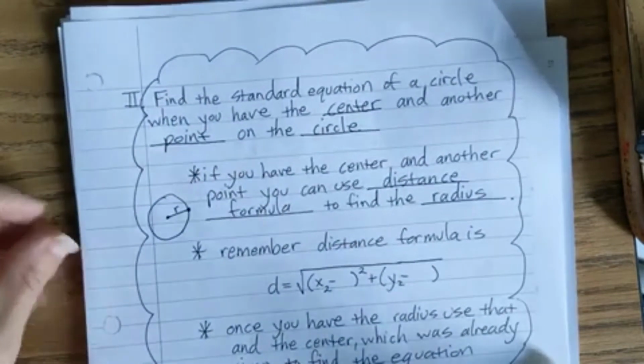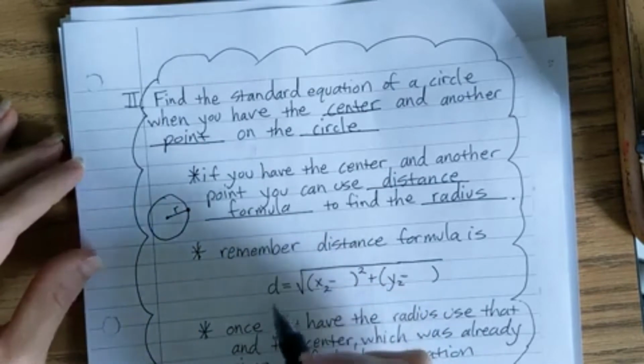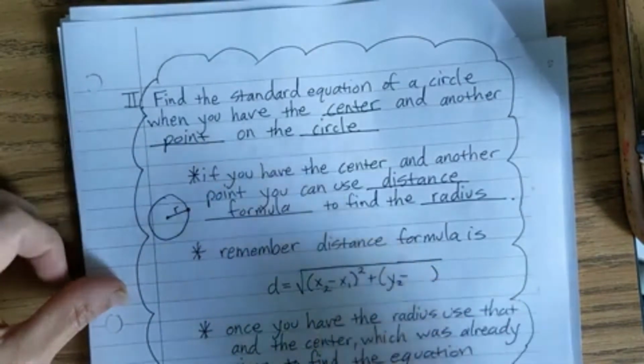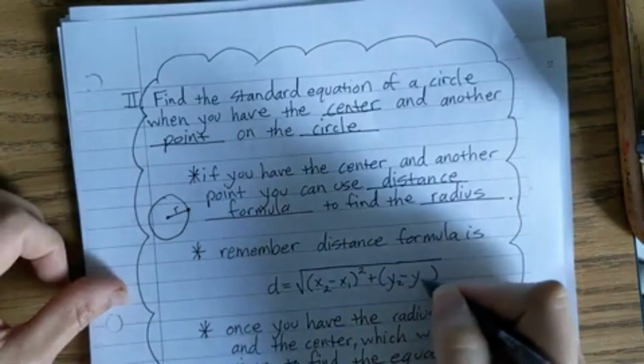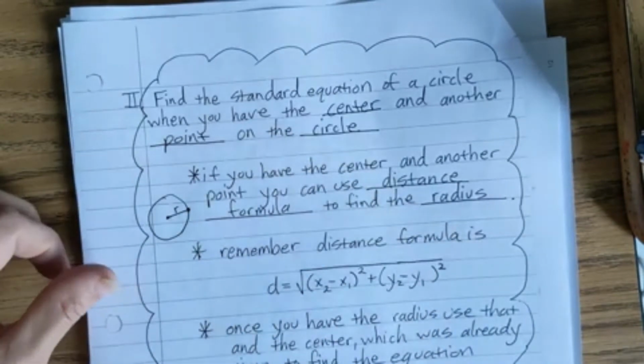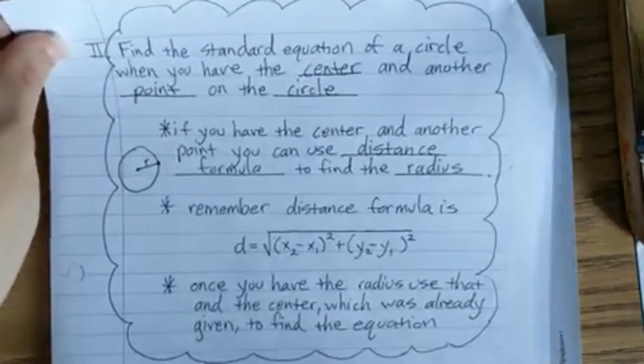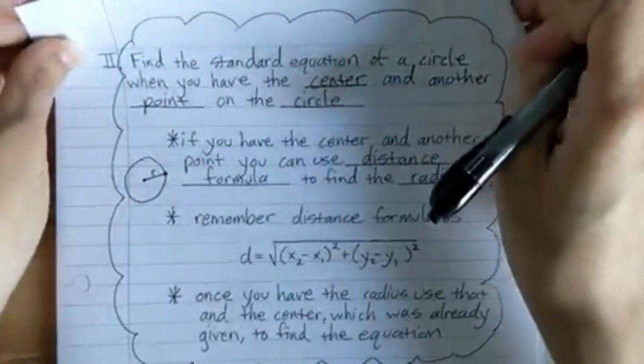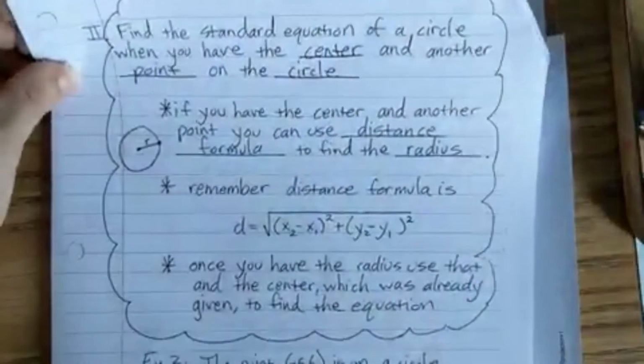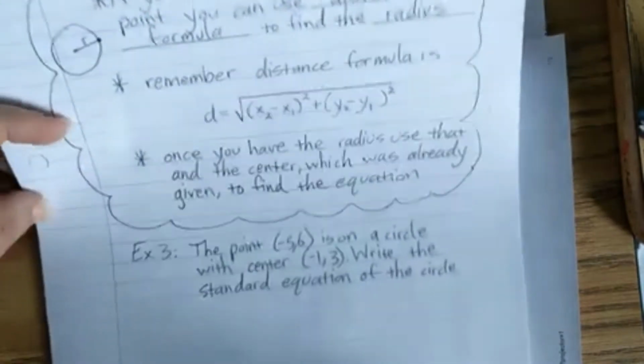So that makes sense. Remember the distance formula is x2 minus x1 squared plus y2 minus y1, and then make sure you put a squared there also. I forgot to put that. Okay, and then once you have the radius, you're just going to use the center that they gave you already to find the equation. All right, so let's do an example with this.